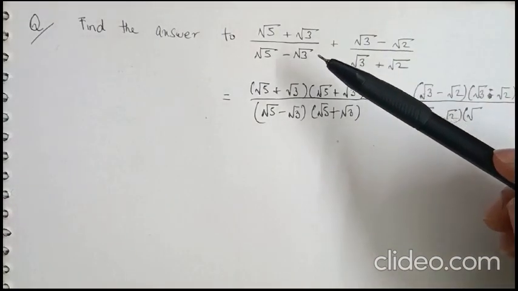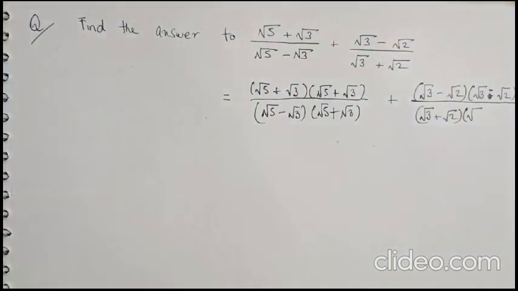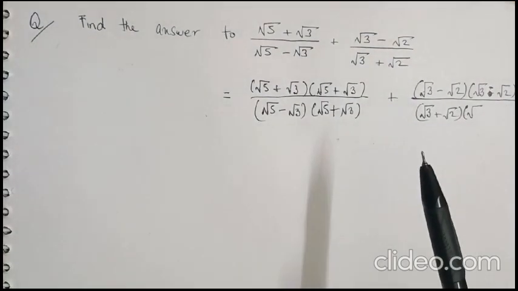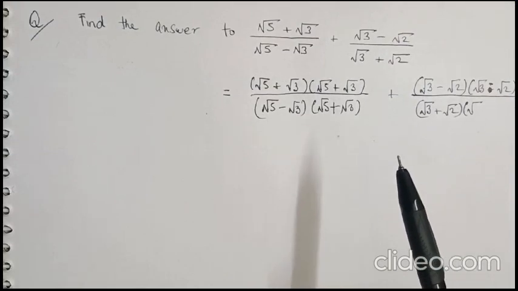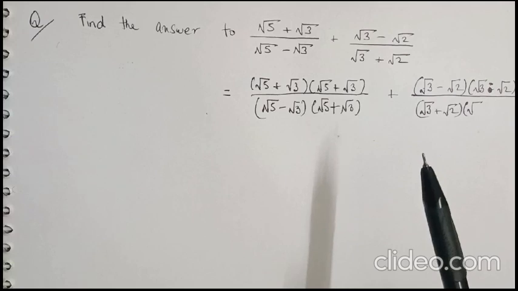The question is: find the answer to square root of 5 plus square root of 3 divided by square root of 5 minus square root of 3, plus square root of 3 minus square root of 2 divided by square root of 3 plus square root of 2.